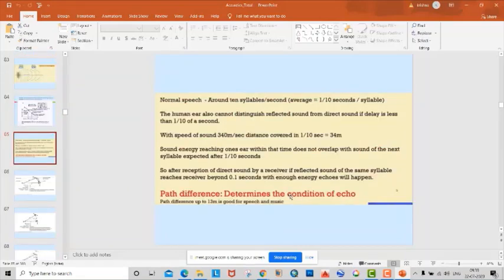Then we talked about echo, and in detail why echo could happen. If the reflected sound is received 0.1 second or 100 milliseconds after receiving the direct sound, then definitely there will be an echo if the reflected sound is strong enough. So there were two conditions for echo: the difference between the reflected sound and the direct sound should be more than 100 milliseconds, and the reflected sound should be strong enough.